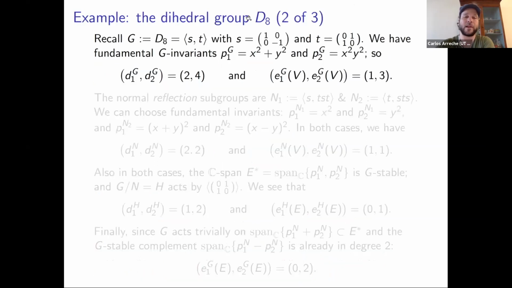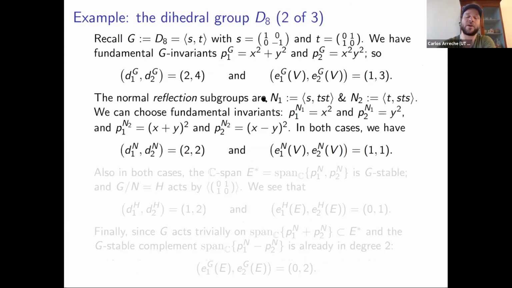So going back to the dihedral group, one can find all these numbers, the degrees and exponents, by hand. We had already found the degrees and exponents for the full dihedral group. In this case, there are exactly two non-trivial and proper normal reflection subgroups. And the invariants for the different groups look a little different, but the numbers in this case actually don't change. The degrees of any one of these choices of N are 2 and 2, and so the exponents are 1 and 1.